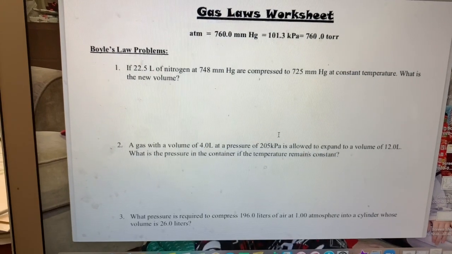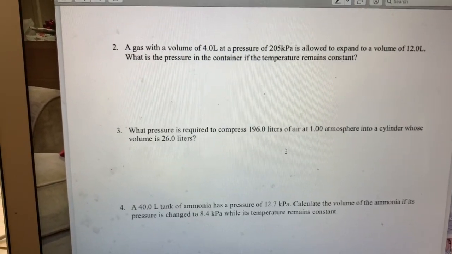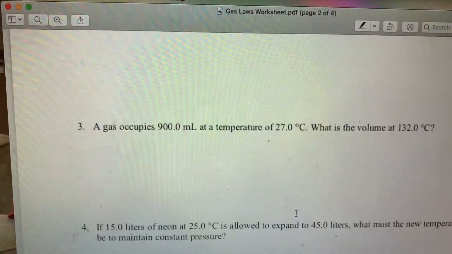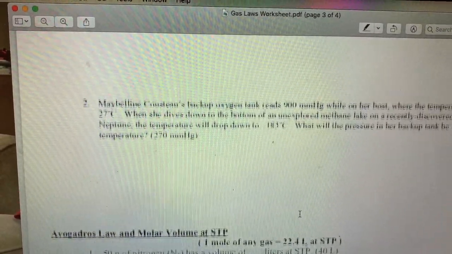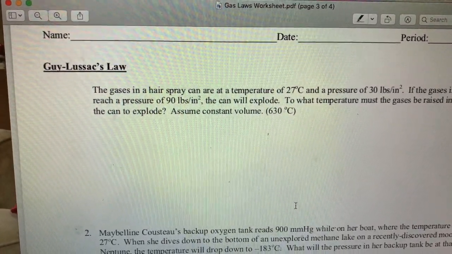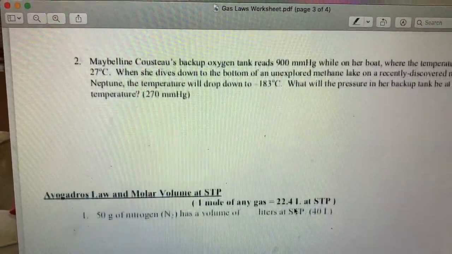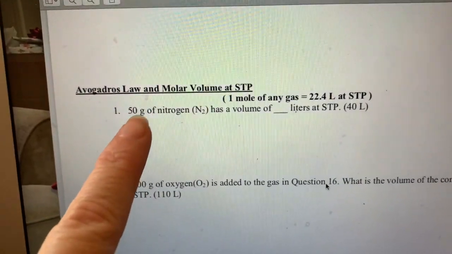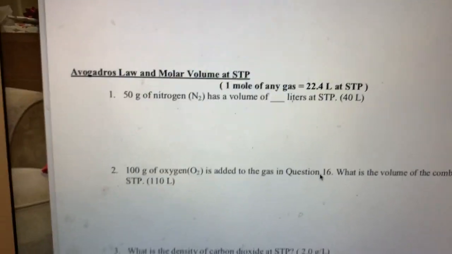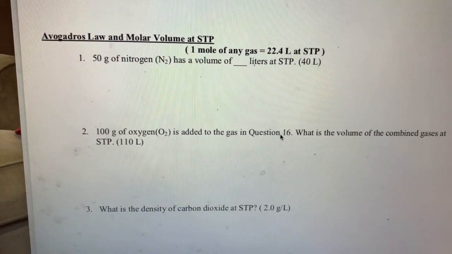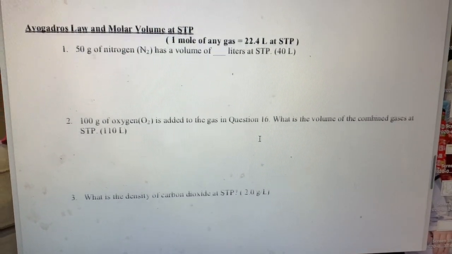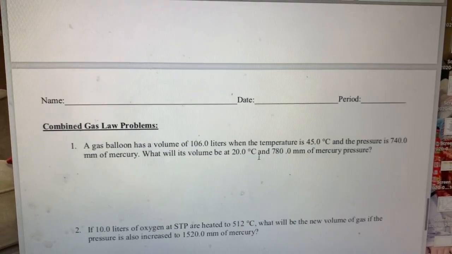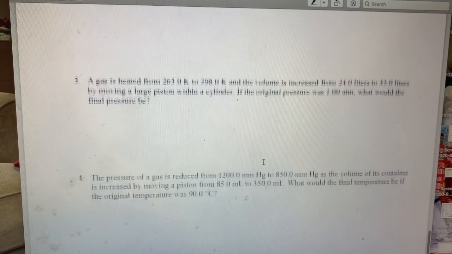I just want to note, as you go through, you're going to have some Boyle's law problems. Some Charles' law problems, great. Some Gay-Lussac's problems. Now here, Avogadro law and molar volume. We're going to actually wait and cover this in the next unit. So please don't worry about those three. They're on this worksheet and I don't have the ability to edit it out. So just ignore those three, but please continue on to these combined gas law problems.